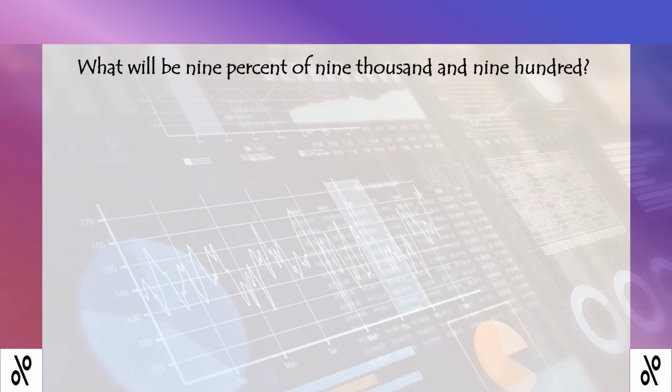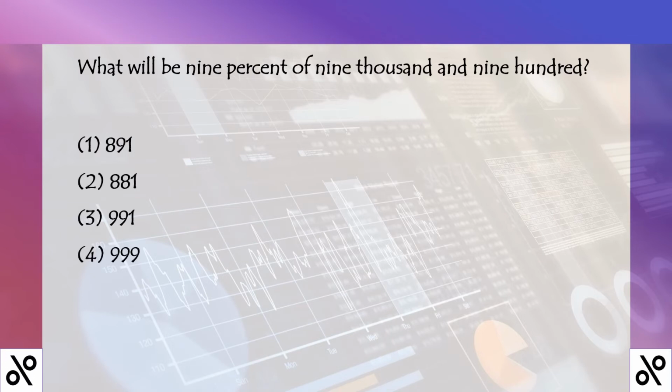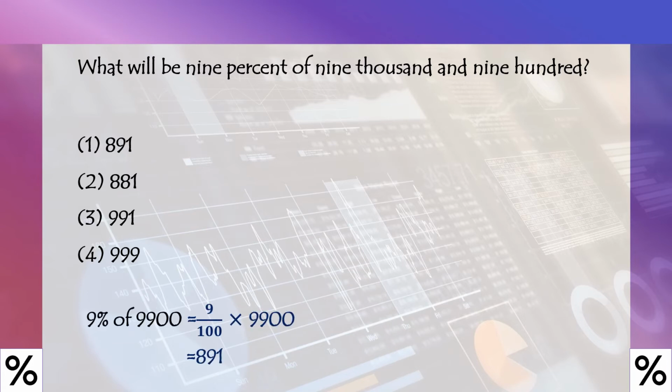What will be 9% of 9,900? Will it be 891? Will it be 881? Will it be 991 or will it be 999? Okay, so let us see how we are going to solve. First, let us write it down in numbers. It is in a statement, so we will write it down. Okay, 9% means we will write 9 percent of 9,900. So 9900. You have to find out the number. Okay, so 9 upon 100 into 9,900, you will get 891. So alternative number 1 is the correct alternative. Okay, 891.